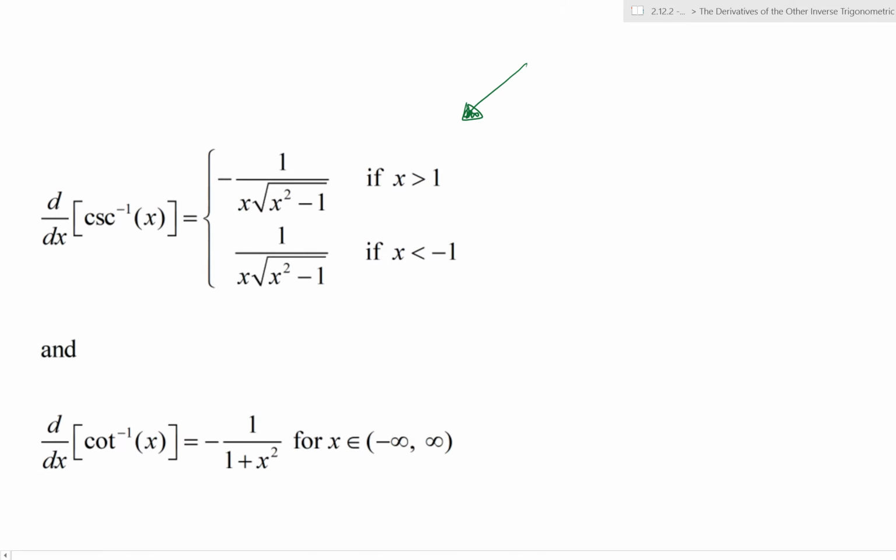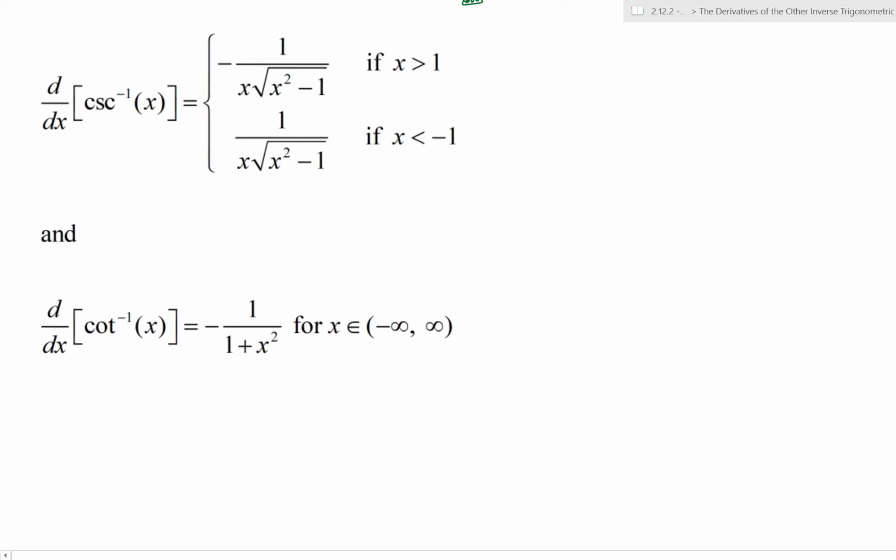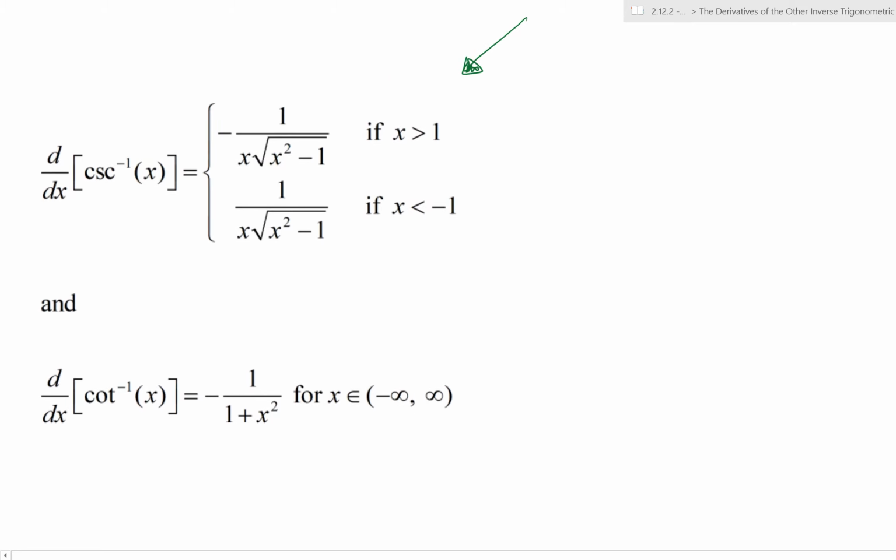Moreover, the derivative of the cotangent inverse of x with respect to x is negative 1 divided by 1 plus x squared. And that's for all real numbers x, because remember the cotangent inverse function, the arc cotangent, looks very similar to the arctangent function, and it's defined for all real numbers, and it's smooth. And that wraps up the rest of the derivatives of the inverse trigonometric functions.